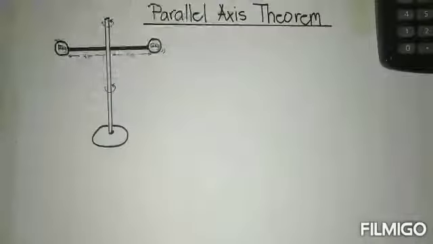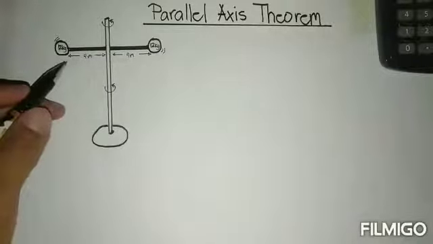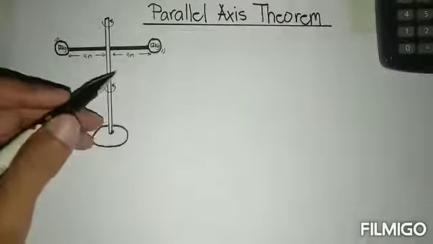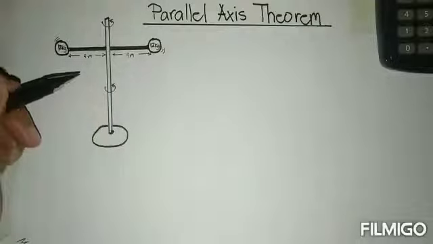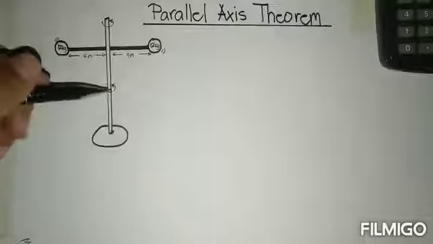Now let's proceed with the parallel axis theorem. Let's begin with this figure here. We have a block on one side of a rotating pole weighing 12 kilograms, and on the other side the same block weighing 12 kilograms as well. Both of these blocks are 4 meters away from the axis of rotation.